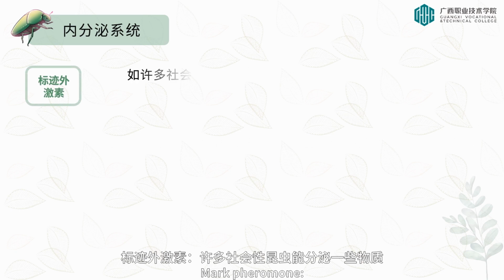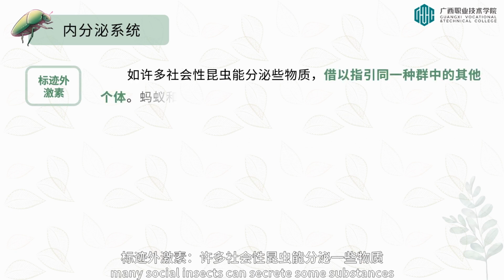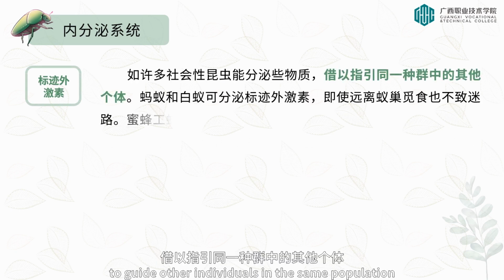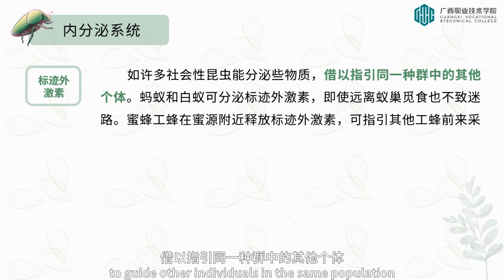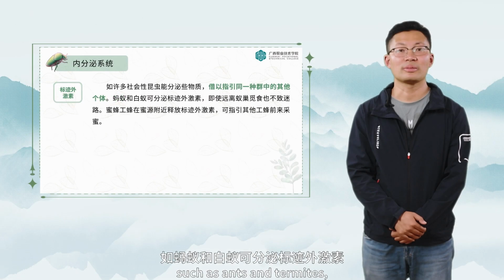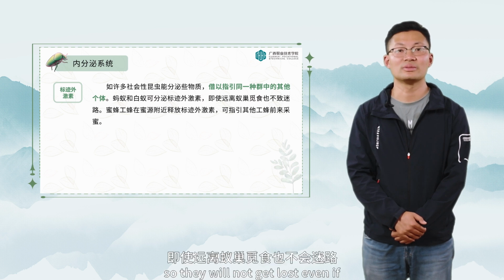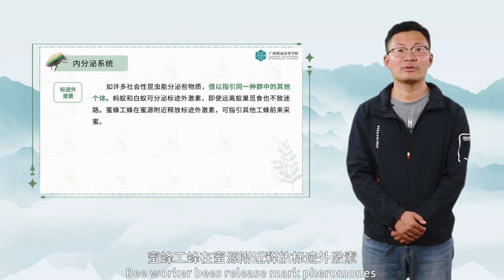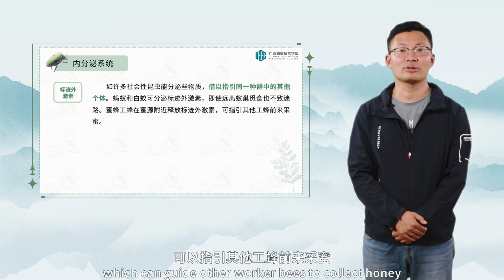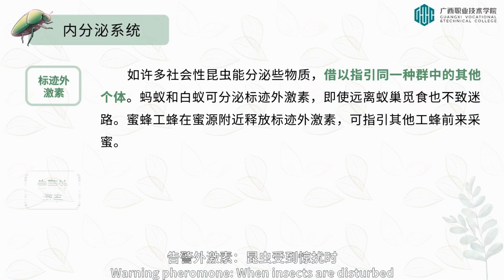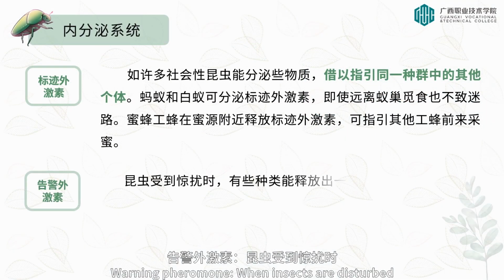Mark pheromone. Many social insects can secrete some substances to guide other individuals in the same population, such as ants and termites. They secrete mark pheromone, so they will not get lost even if they are far away from the nest for food. Worker bees release mark pheromones near the honey source, which can guide other worker bees to collect the honey.